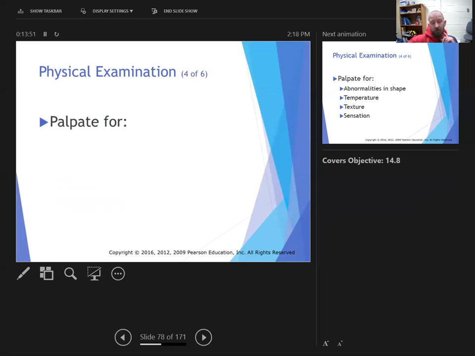When we palpate, that means we're feeling, right? We're touching our patient now. We're going to be palpating for any abnormalities in the shape, right? Of the area that we're palpating. We're feeling for temperature. Is it too hot? Is it too cold? If there's a loss of blood to an extremity.